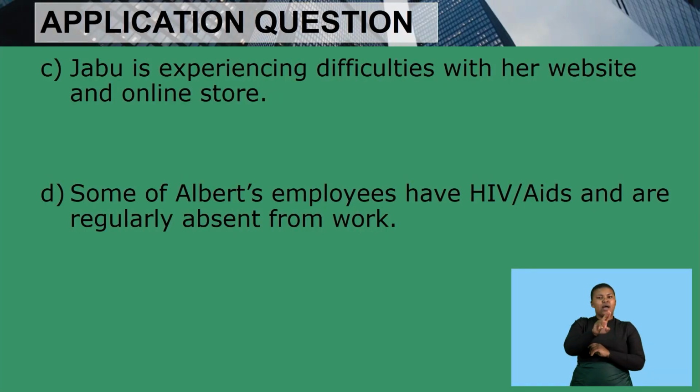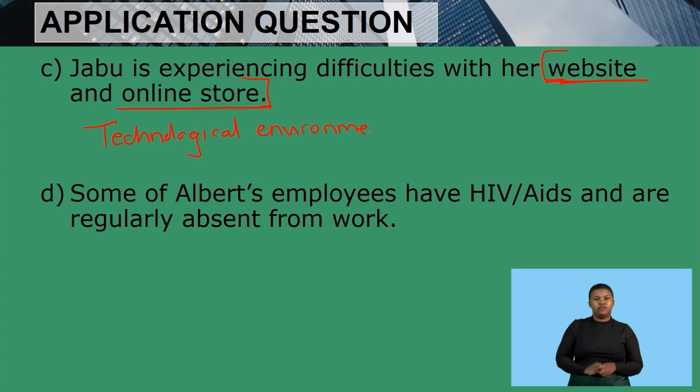Statement C. Jabu is experiencing difficulties with her website and online store. So this is referring to she is having difficulty with technology. So then we can say that this is a technological challenge. So we can then identify this as technological environment.